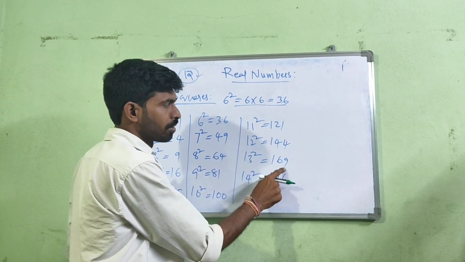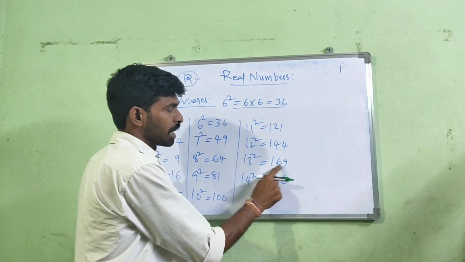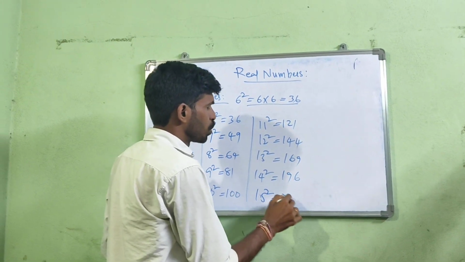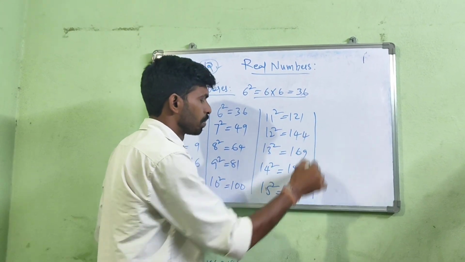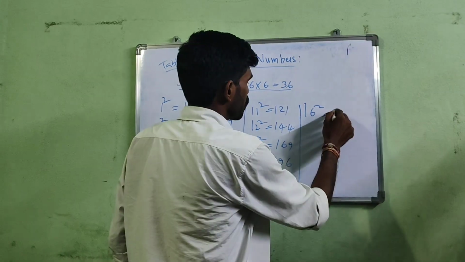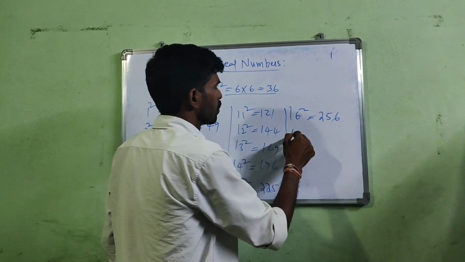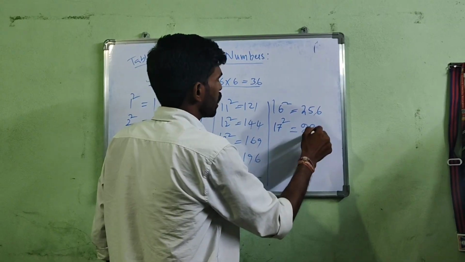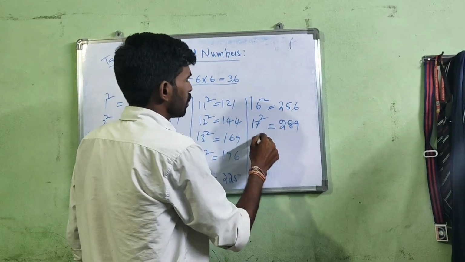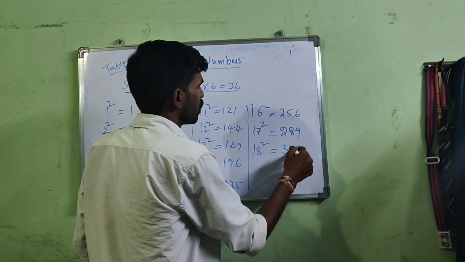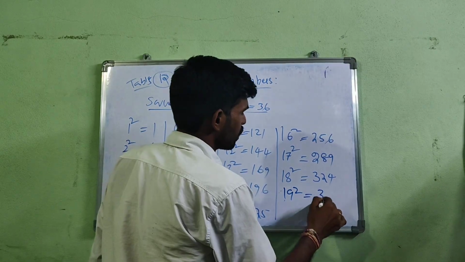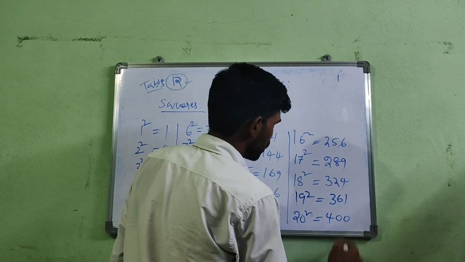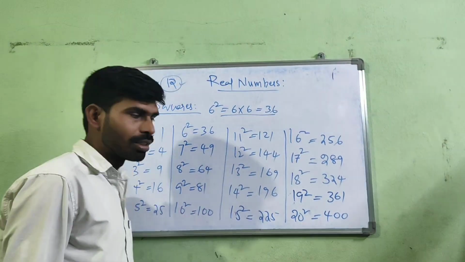See the reverse of this, simply 69, 96. Okay, 15 square 225, 16 square 256, 17 square 289, 18 square 324, 19 square 361, and 20 square 400, 21 square 441.